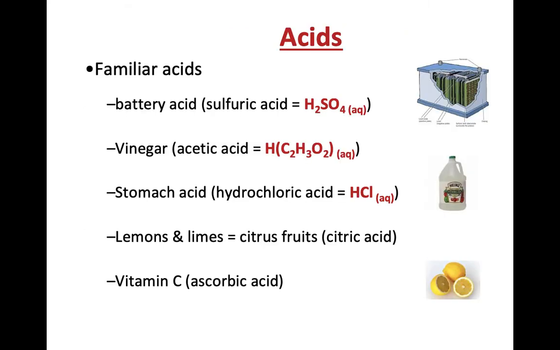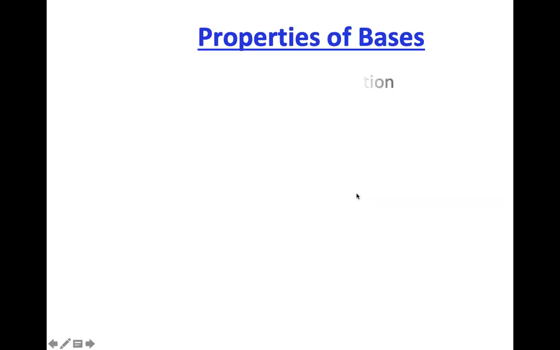Notice all of these, what do they start with? H's. Let's say you can spot an acid a mile away. It starts with an H. Also notice these little AQs are also a gimme. The AQ, remember, means aqueous, which means dissolved in water, which we're going to talk about in a later section on acids and bases. So when it's dissolved in water, it forms those H plus ions. So notice it starts with an H. That's how you can tell it's an acid.